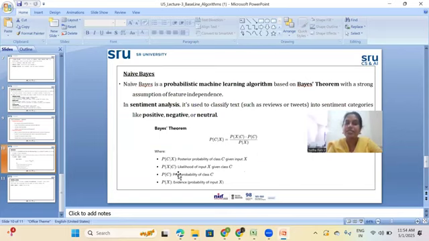P(X|C) is the likelihood of input X given class C. P(C) is the prior probability of class C. P(X) is the evidence probability of input X. So this is Bayes' theorem, and Naive Bayes depends on it; it is a probabilistic machine learning algorithm based on Bayes' theorem.